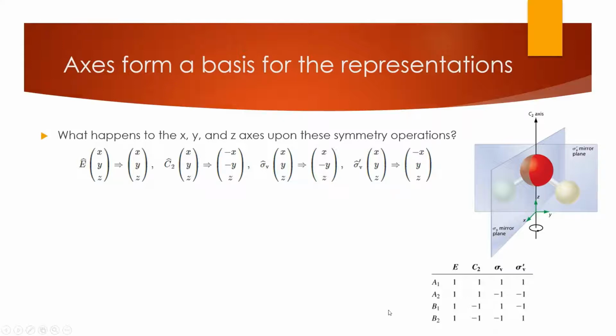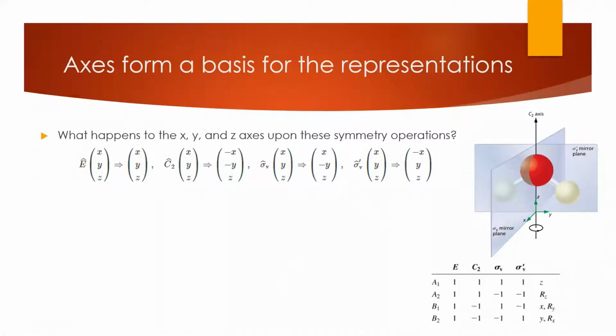And we can do the same thing for Y and Z. So Y should be 1, minus 1, minus 1, 1, and that puts Y as a member of the B2 representation. And then Z is 1, 1, 1, 1, so Z is a member of the A1 representation. And it's pretty easy to see from these kinds of tables that this is how it goes.